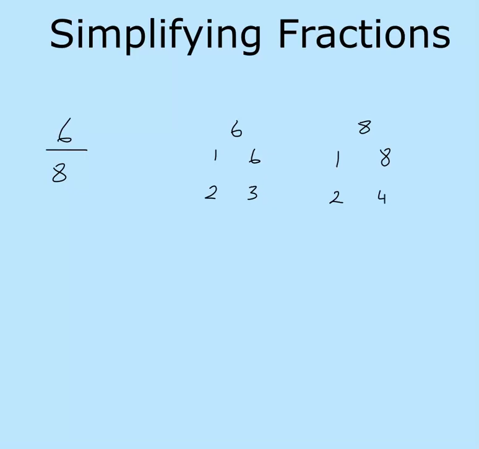Now we're looking for the same number in both of these. So I can see here a 2 and a 2 on this one as well. There's no other numbers that are the same on these two things. So 2 is what's called the highest common factor, and it's usually written as HCF. So if we take the 6 over 8 and we use the 2, that's the highest common factor, we can divide top and bottom by 2.